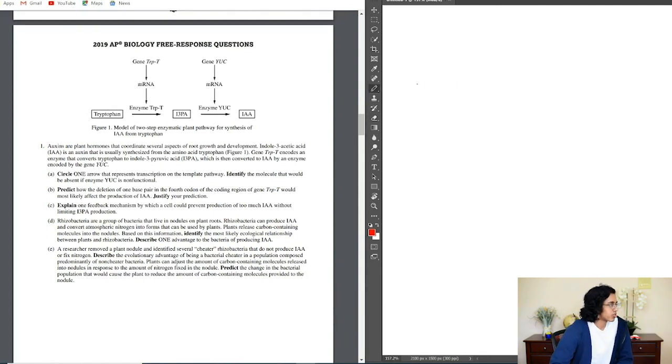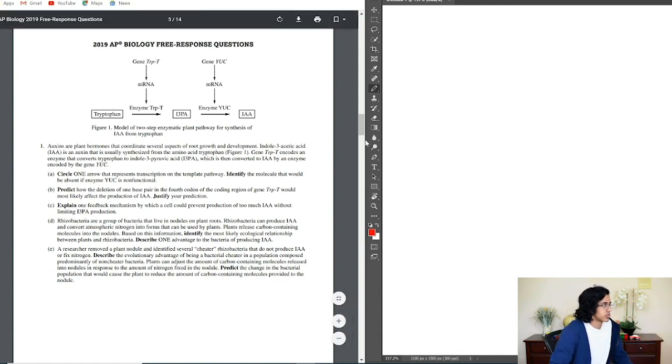Alright, auxins are plant hormones that coordinate several aspects of root growth and development. Indole 3-acetic acid is an auxin that is, okay, but boring. Circle one arrow that represents transcription on the template pathway. Identify the molecule that would be absent if YUC is non-functional. So transcription is converting a gene to an mRNA. So we could just circle this one over here.